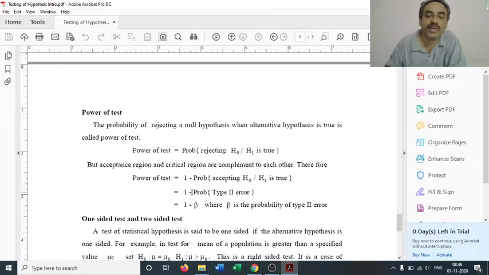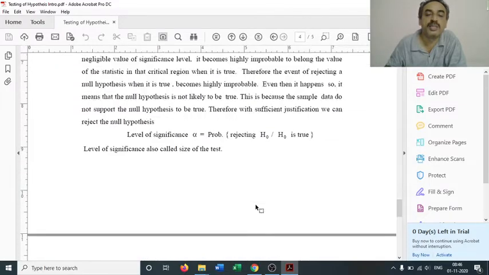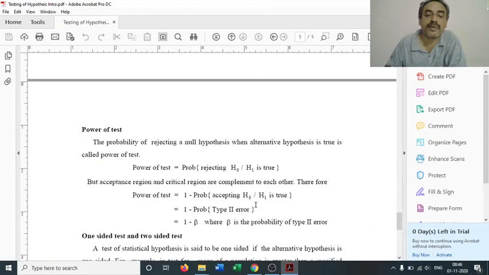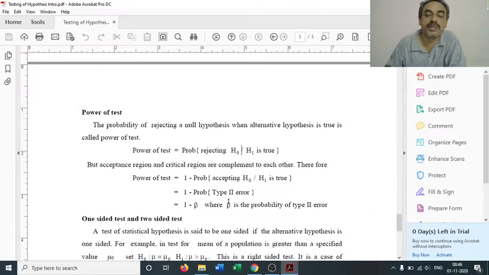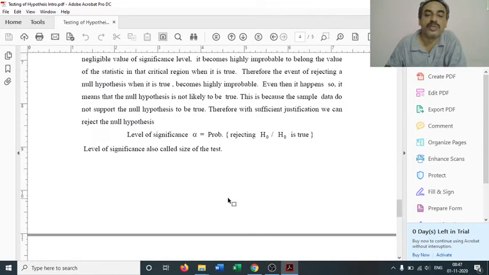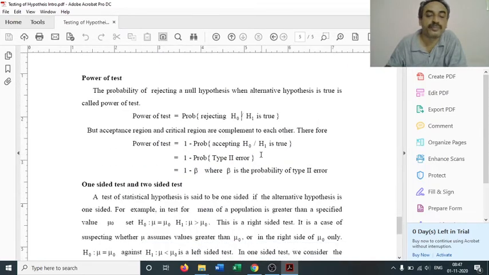Therefore, power of test is 1 minus probability of type 2 error. We use beta to represent type 2 error. Therefore, power of test is 1 minus probability of type 2 error, and level of significance is the probability of type 1 error.